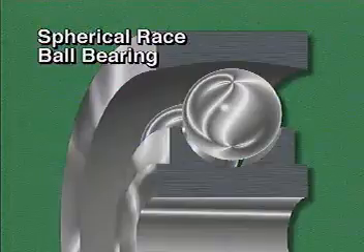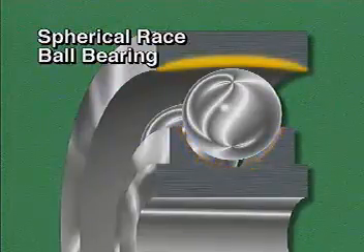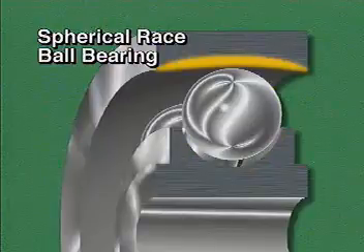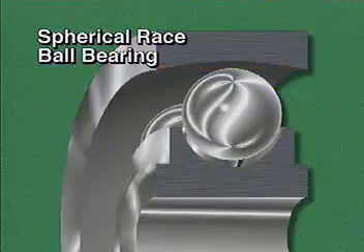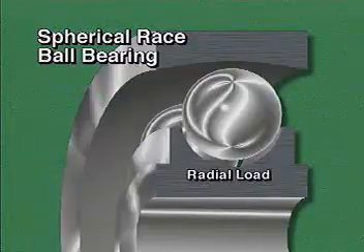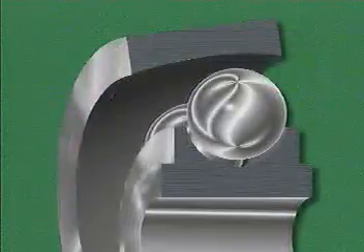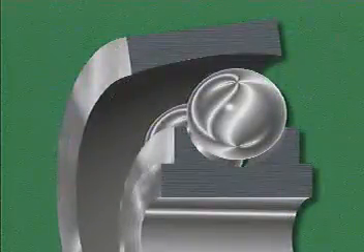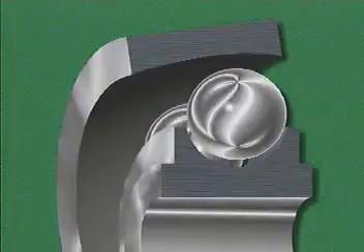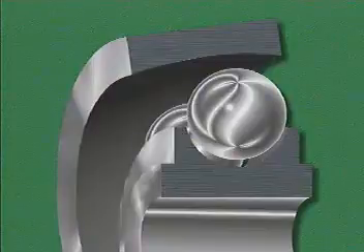This is a spherical race ball bearing. It has a deep groove in its inner ring, but the surface of its outer ring is shaped like part of a sphere. This type of bearing is designed primarily for radial loads, but it can carry some axial load. Spherical race ball bearings are called self-aligning bearings because they can adjust to some misalignment. Misalignment is a condition in which one ring of a bearing is out of line with the other ring. The shape of a spherical race ball bearing allows it to handle a small amount of misalignment.